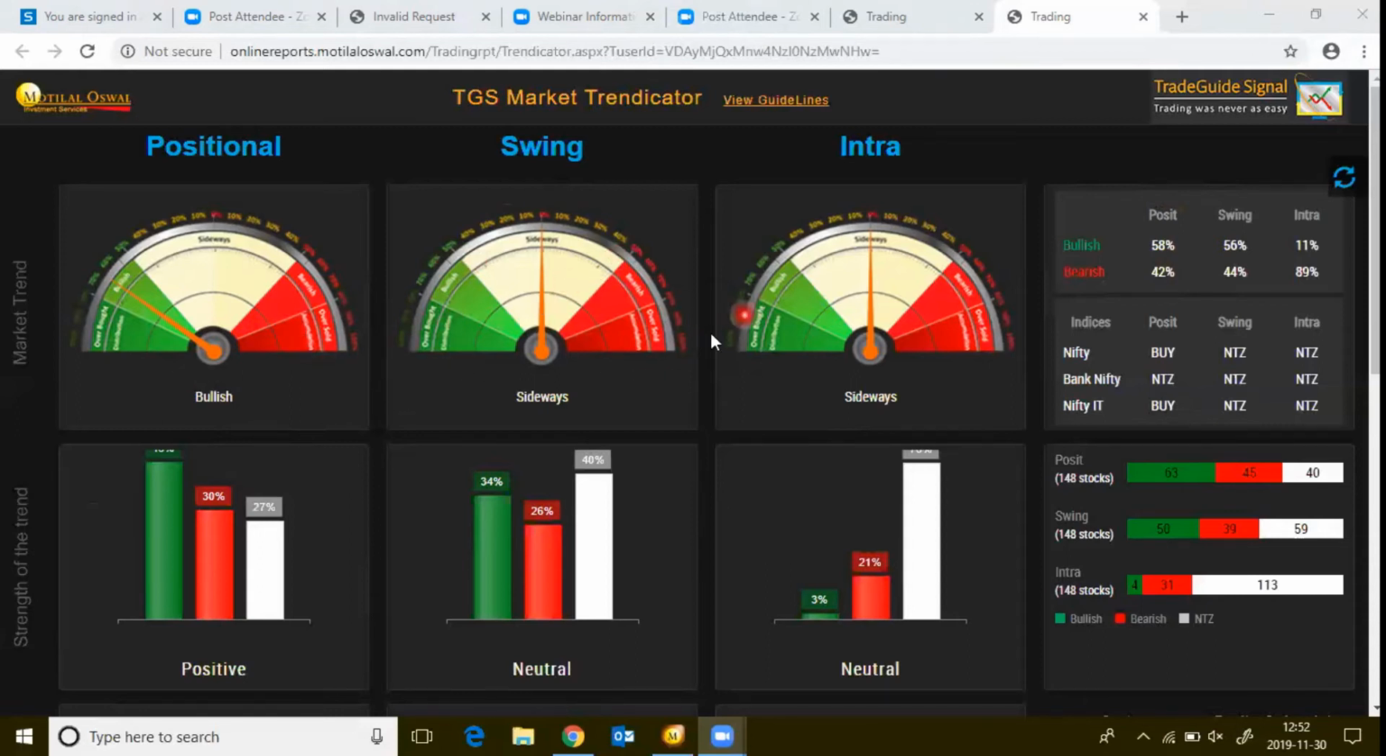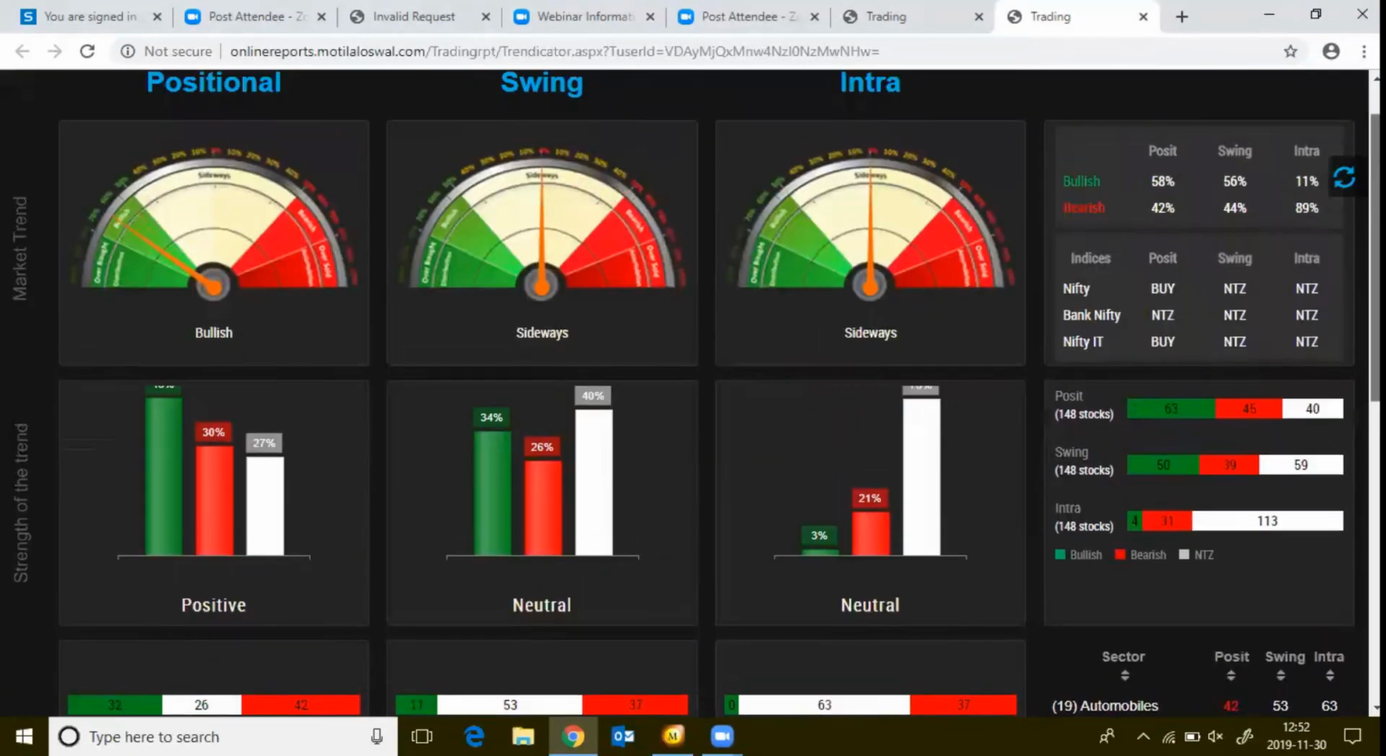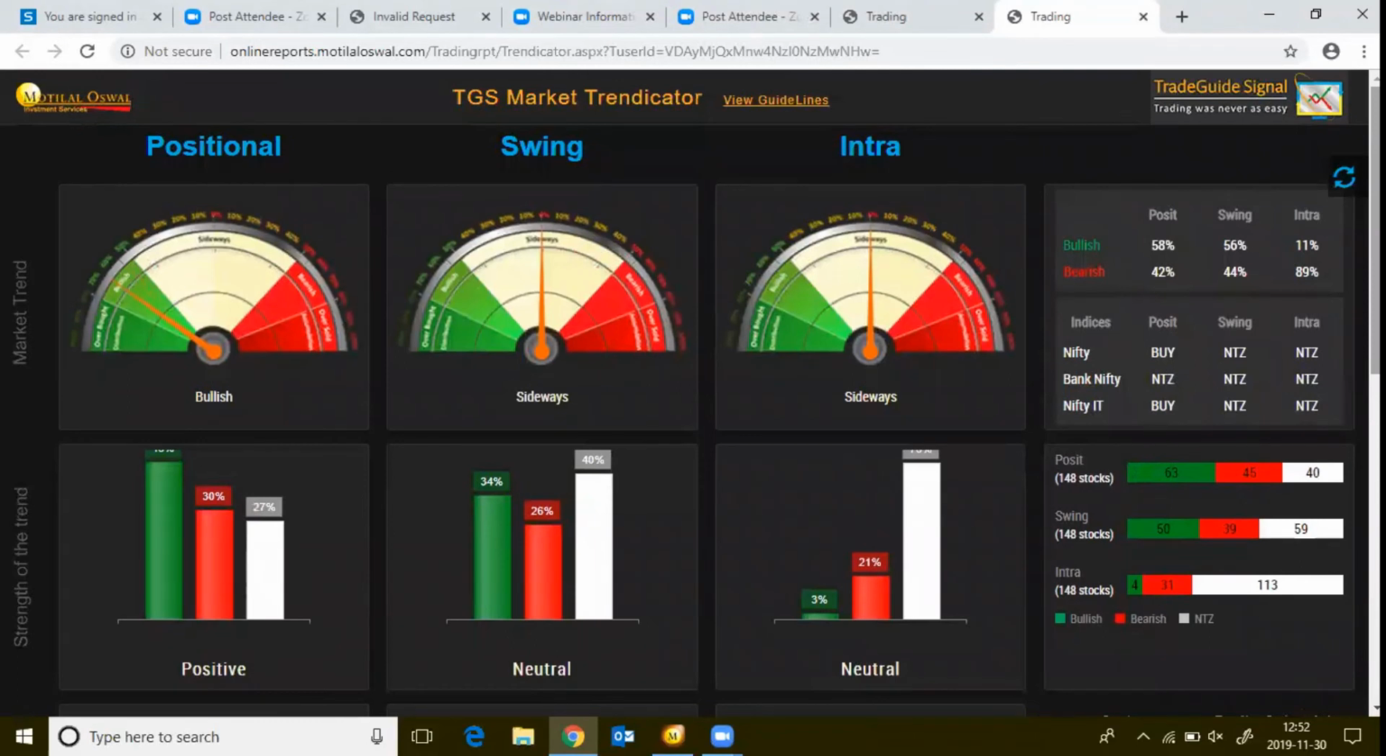One is your market trend, one is your strength of the trend, and the third is your sector heat map. Okay. So the third is what? The third is nothing but the sector heat map. Okay. So now what we are going to look at is the strength of the trend. Why, under the positional strategy, is the strength of the trend highest?